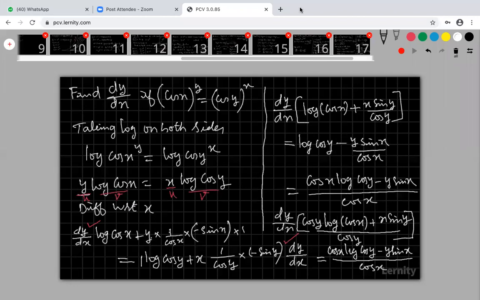Yeah, sin y by cos y, we can write it as tan y. And here also, taking cross multiplication, you can write sin by cos as tan. And here also sin y by cos y, you can write it as tan. If you write sin by cos as tan, and sin x by cos x as tan x, your problem is very simple. Okay, so look at that. I am writing that.